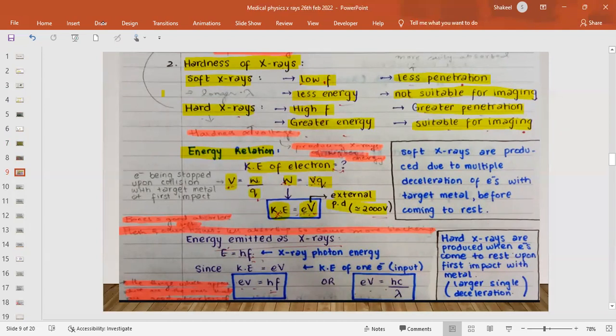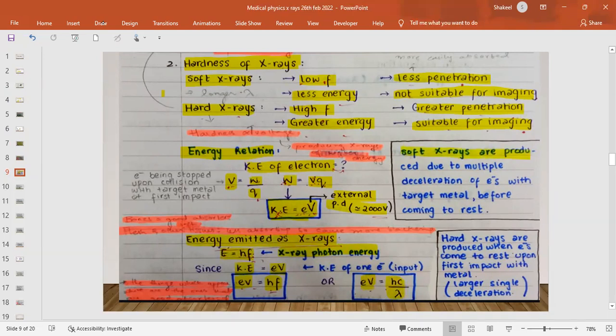So this is the input energy. Kinetic energy of electron is eV. Now the energy emitted as X-rays: we know that X-rays have energy in the form of photons, which is E equals hf, the X-ray photon energy. So the kinetic energy of the incident electron is eV, and this eV will be equal to hf, like input energy is equal to output energy, or you can say eV is hc over lambda.